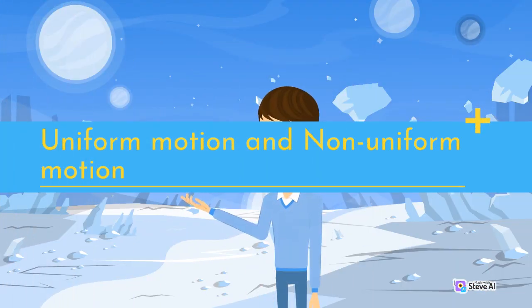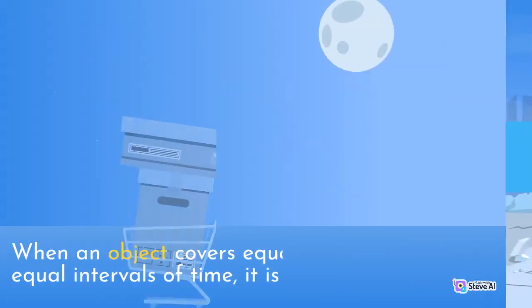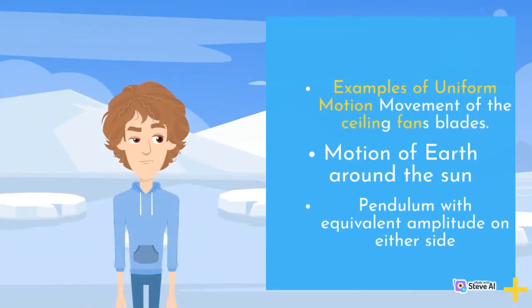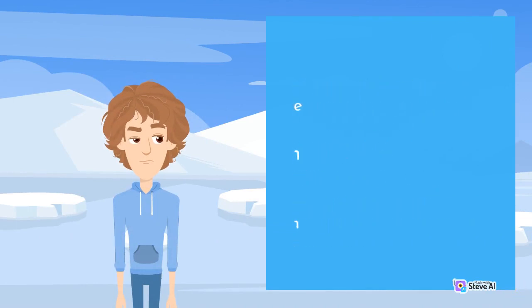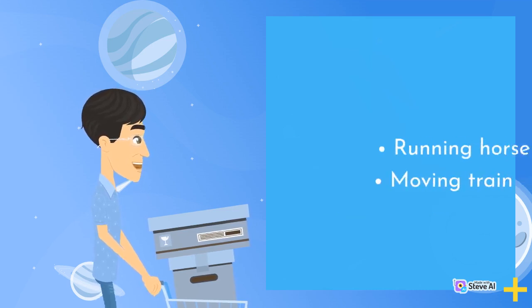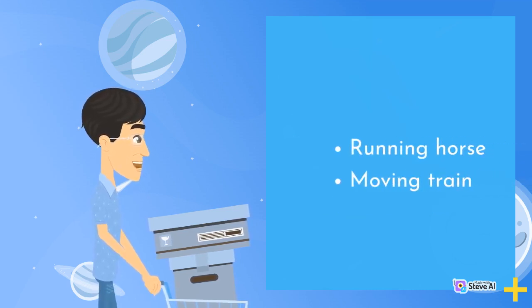Uniform motion and non-uniform motion. When an object covers equal distances in equal intervals of time, it is in uniform motion. Examples of uniform motion: movement of the ceiling fan's blades, motion of Earth around the Sun, pendulum with equivalent amplitude on either side. When an object covers unequal distances in equal intervals of time, it is said to be in non-uniform motion. Bouncing ball, running horse, moving train.